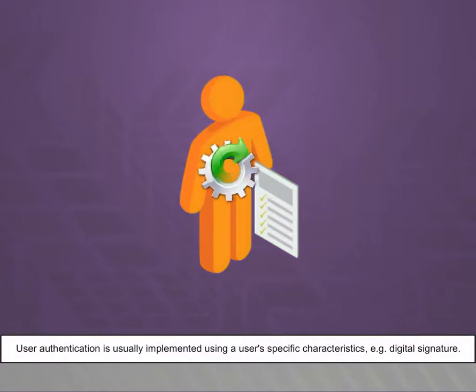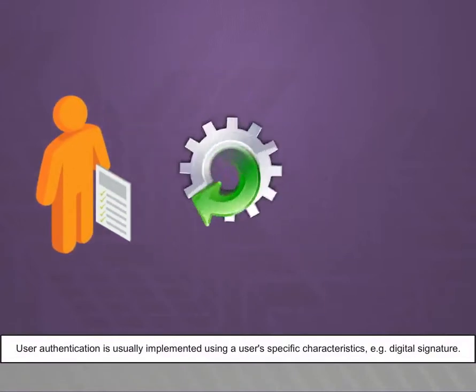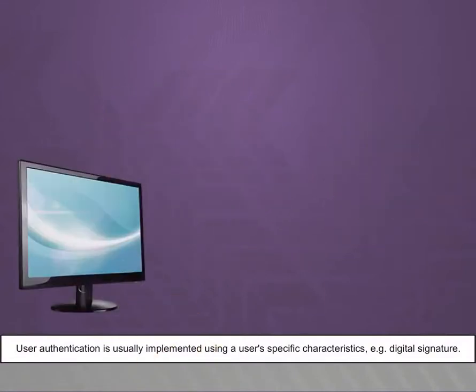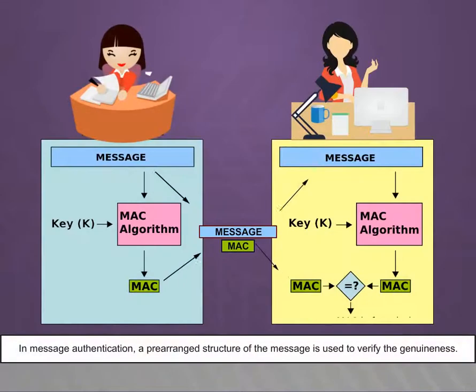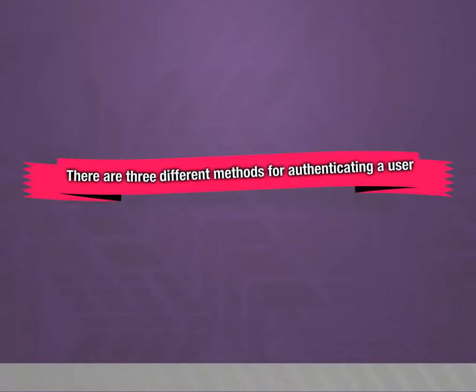User authentication is usually implemented using a user's specific characteristics, for example, digital signature. In message authentication, a prearranged structure of the message is used to verify the genuineness. There are three different methods for authenticating a user.